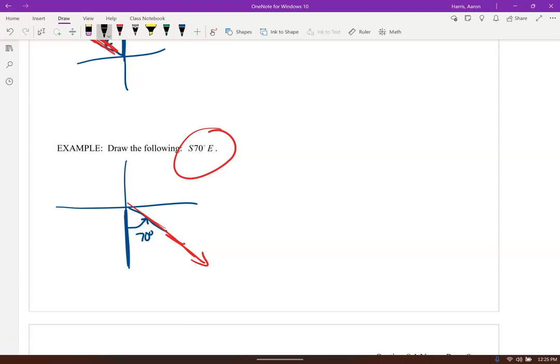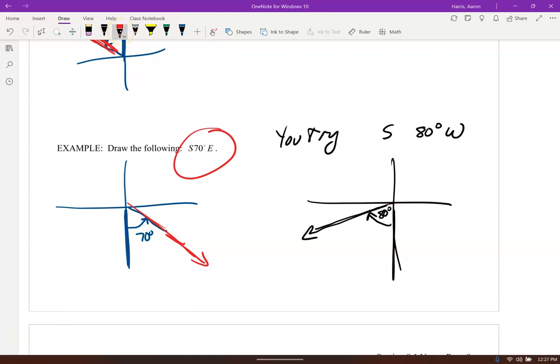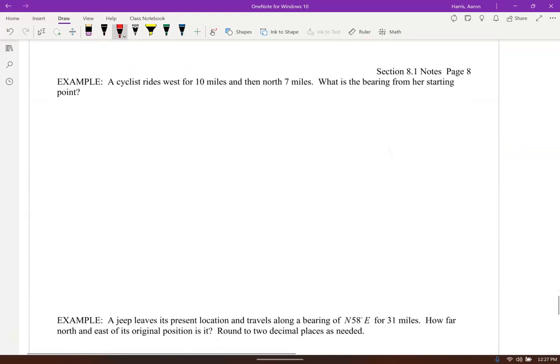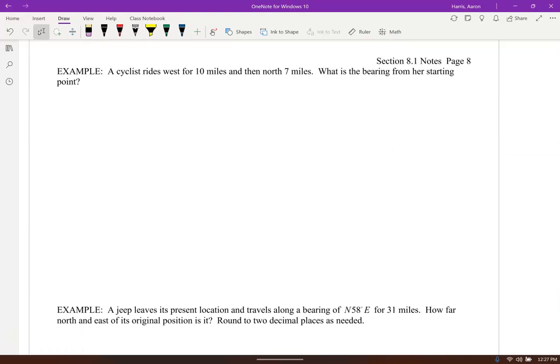Last one. Why don't you guys try this one. Let's do south 80 degrees west. Here's our south. Off of the south, I'm rotating 80 degrees west. All right, let's keep going. A cyclist then rides for 10 miles.